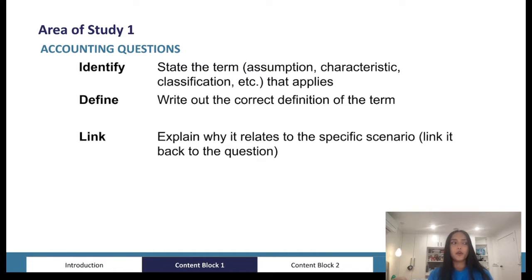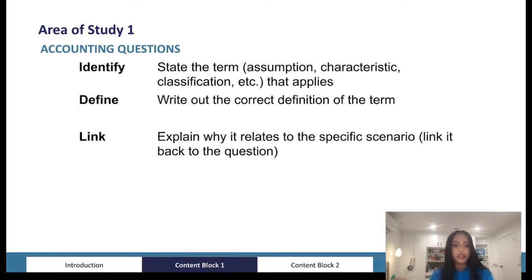What that question is asking you to identify is the term, so the classification. In that case, it would be a current asset, right? So that would be the identify part of that question, but you can't get the full marks for that question just by identifying the term, so just by stating the classification. You also have to go further and define that term. So you've stated the term current asset, so you'll need to define that term. So write the full correct definition for that term in your response.